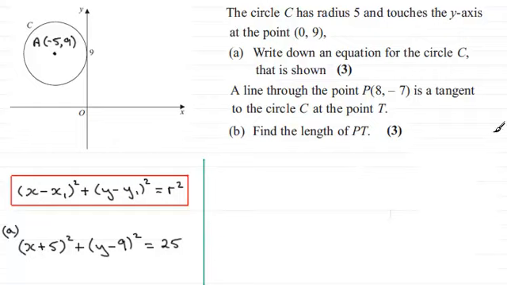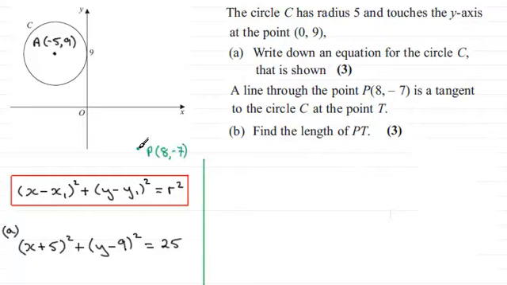Now for part B, it tells us that a line through the point P with coordinates (8, minus 7) is a tangent to the circle C at the point T, and we've got to find the length of PT for 3 marks. Again, if you'd like to have a go, pause the video. Okay, welcome back. Let's add to our sketch the point P with coordinates (8, minus 7): 8 across, 7 down, round about here.